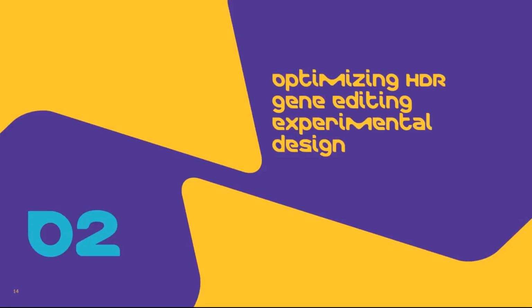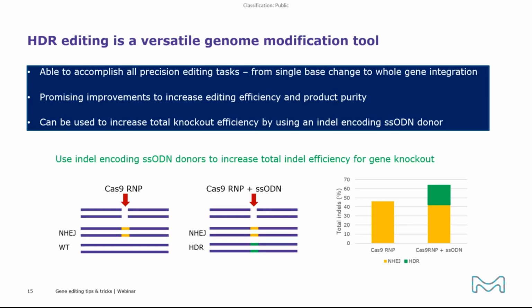I will now focus on optimizing HDR gene editing experimental design. HDR editing can accomplish all precision gene editing needs, from changing a single base pair to integrating a whole gene, and promising improvements to increase efficiency and product purity will make this tool even more useful in the future.